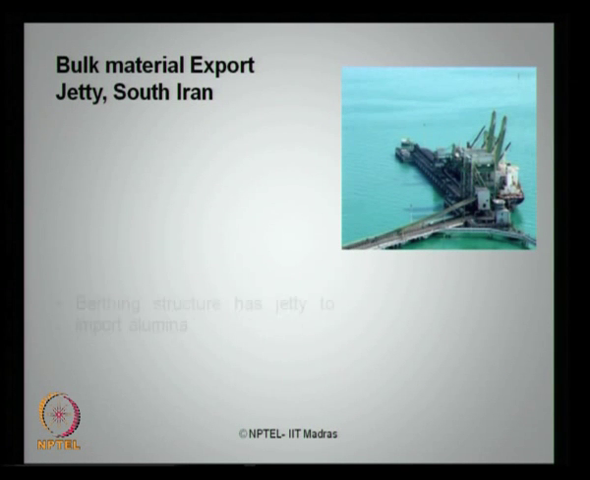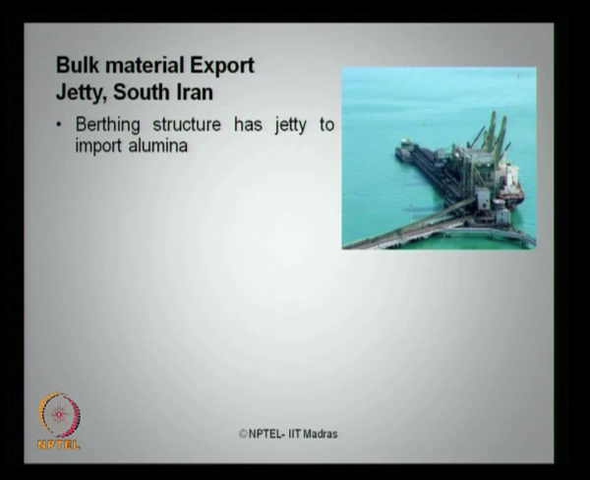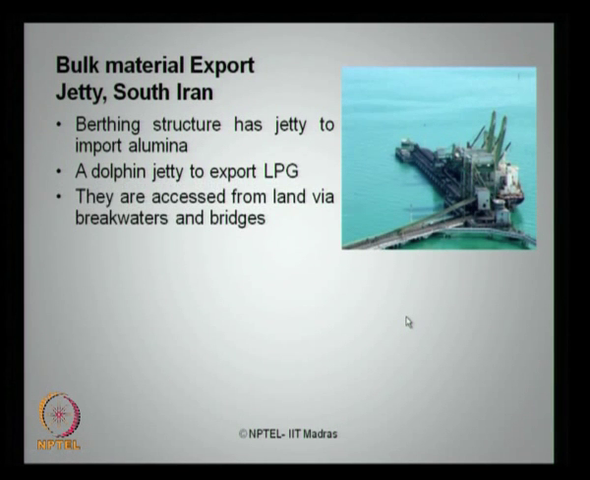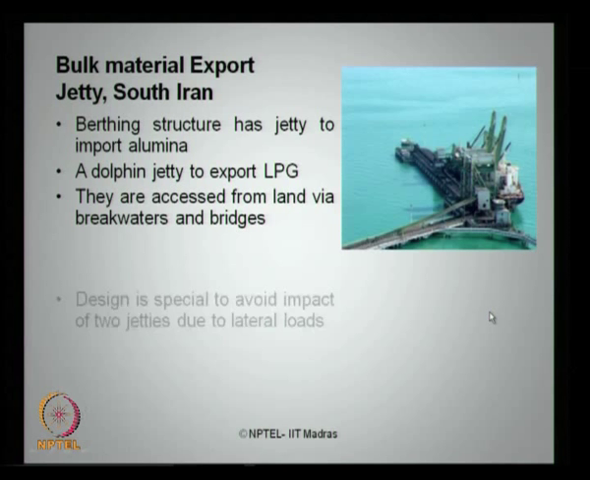Another classical example is a bulk material export jetty located in South Iran. The photograph you see here is the photograph of the jetty. The berthing structure has a jetty to import alumina. A dolphin jetty is also constructed in parallel to export LPG. They are accessed from the land through breakwaters and bridges, as you see in this photograph.